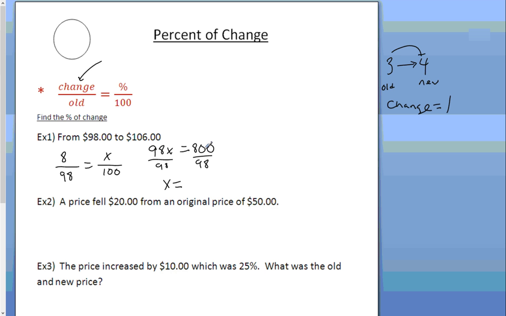Okay, so when you divide 800 by 98, you get about 8.1%. We can just round that to the nearest whole number, so that's about 8%. Now, the price changed by about 8%. Now, the other thing you need to do, so the percent of change was 8%, and then you need to tell me, is that an increase or is that a decrease? Well, the price went up, so it's an 8% increase. Okay, so there you have it. Not hard at all, is it? All right, let's see another one.